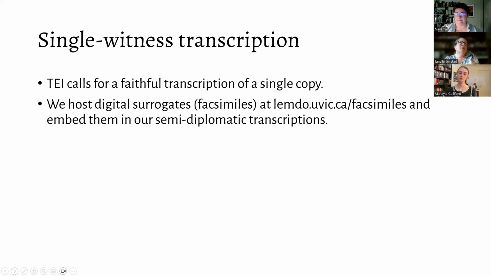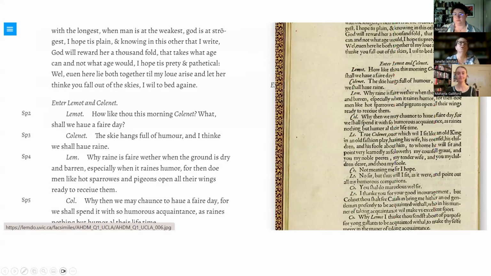So we're doing single witness transcriptions at LEMDO. We're not trying to create an ideal copy of Q1. We're just picking a copy of Q1 and then transcribing it faithfully. And that's what TEI calls for. We host the digital surrogates or facsimiles at LEMDO, and then we embed them in our semi-diplomatic transcriptions, so people can see them side by side like this. Okay, same passage again in A Midsummer Night's Dream. Can't remember. Oh, this is the UCLA copy. So this semi-diplomatic transcription on the left is a transcription of the UCLA copy.